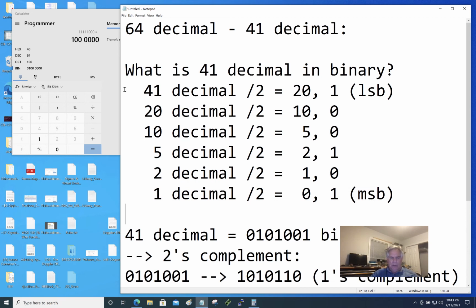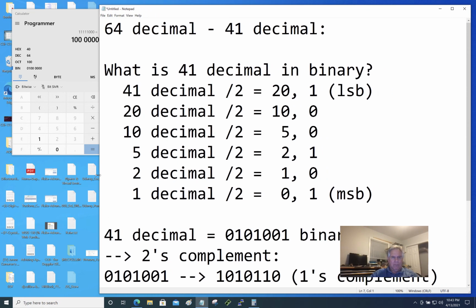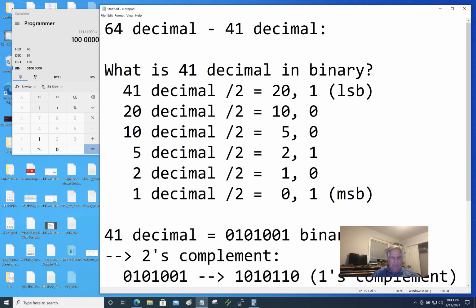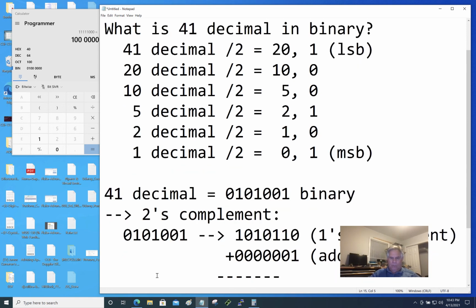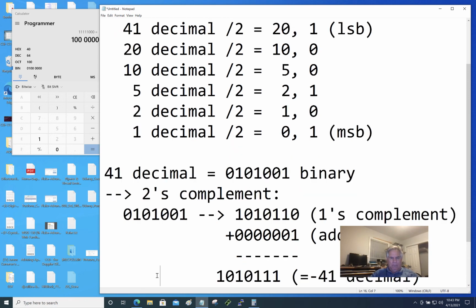Okay? And so 41 decimal equals that. Now we want to convert it to 2's complement. And I'm going to make this even wider here. At least I think I am. And so to convert this to 2's complement, we did two processes. We did the 1's complement, then we added 1. And there we got our number 1010111.